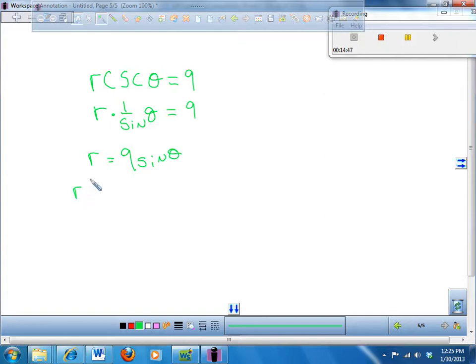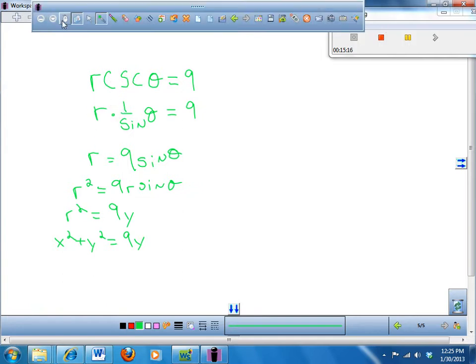So then you would multiply both sides through by r, and then you get r squared equals 9r sine theta, which is 9y, and then you get x squared plus y squared equals 9y, and you could do the rest. Okay? So if you see something like that, cosecant or secant, that's what you do with it.